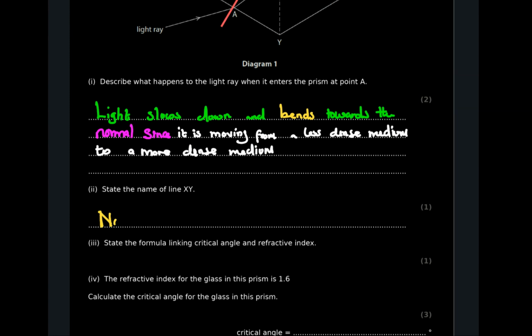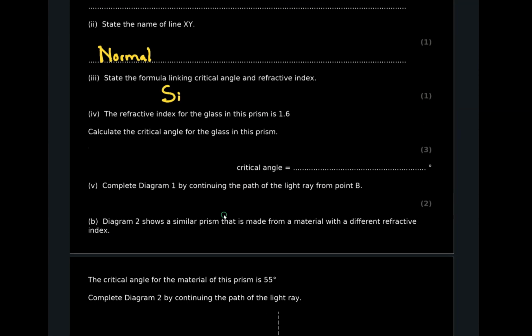State the name of the line XY. XY is the normal, in the diagram at the top there. And we are supposed to state that formula already. We have mentioned that before. How to work it out is self-explanatory because we have done it before. That was 38.68, so if you round it up, you're going to get 39 degrees.